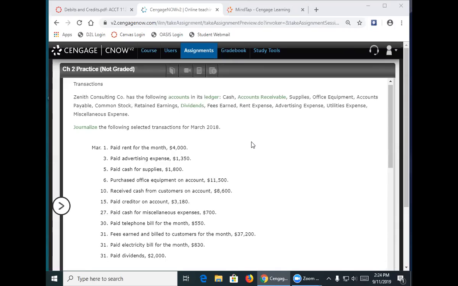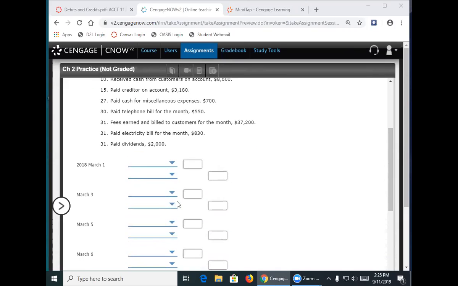Exactly. So as you can see, this is kind of an unofficial journal where we're just going to log the debit and credit. So when you're journalizing, you always list the debit first, okay? The debit account always gets listed first. So on March 1st, we paid rent for the month of $4,000. So what two accounts are being affected?